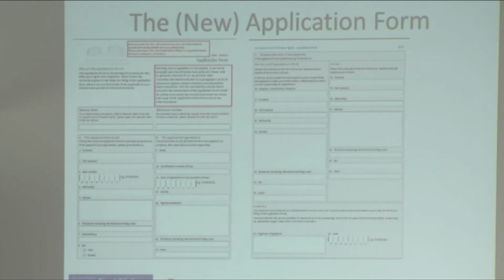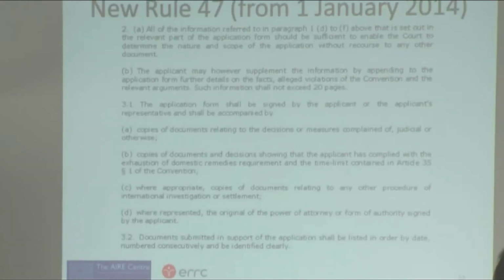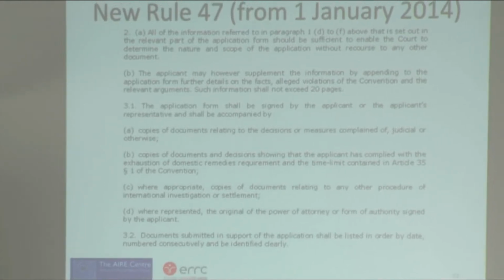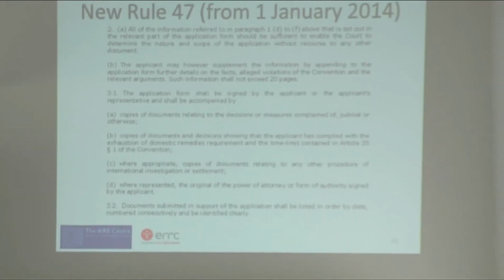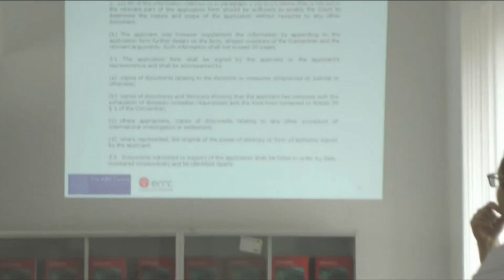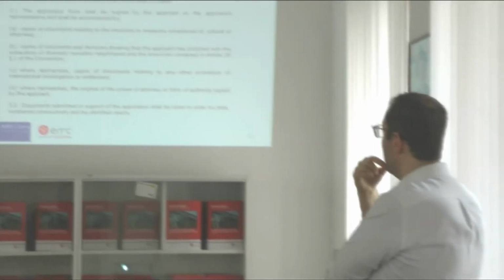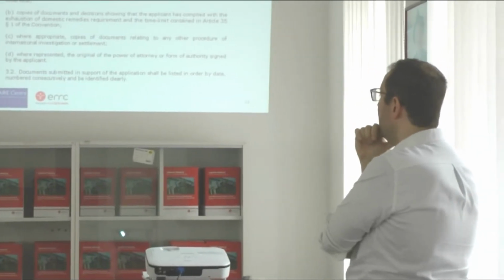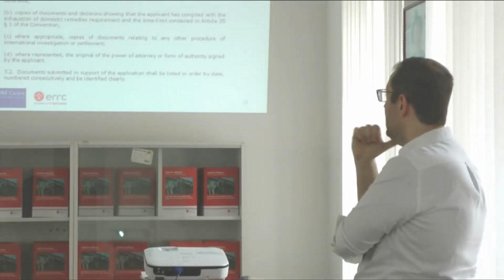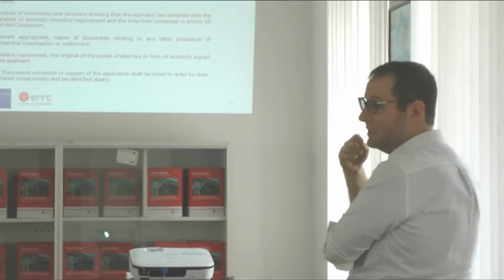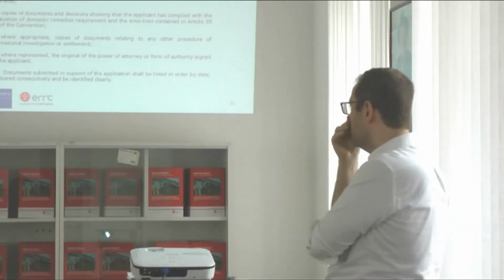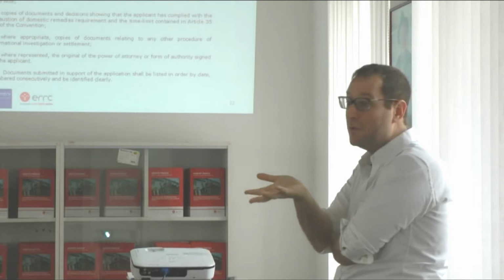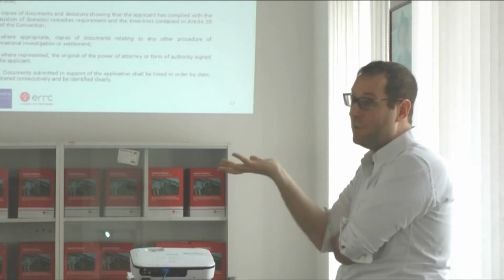But does that mean, sorry, if you have a power of attorney to act on behalf of the applicant, they also want... because you are basically the applicant if you have power of attorney. Can it be interpreted in that way? I guess it could be, because if you look at this, it says the application form shall be signed by the applicant or the applicant's representative, and shall be accompanied by, where represented, the original power of attorney or form of authority signed by the applicant. So I suppose it depends how you interpret this, and it could work. But I guess we'll wait and see from the court.